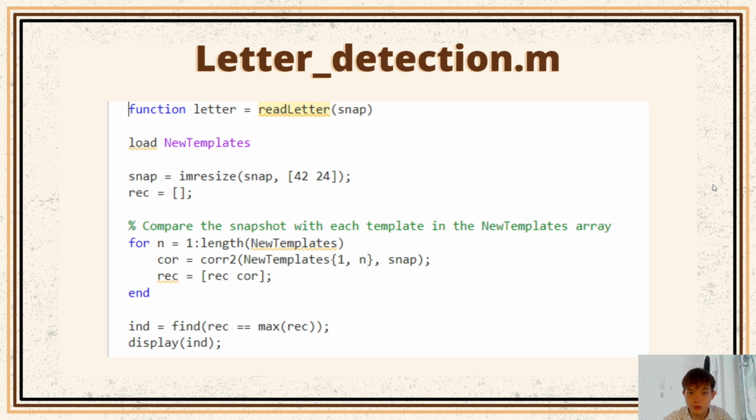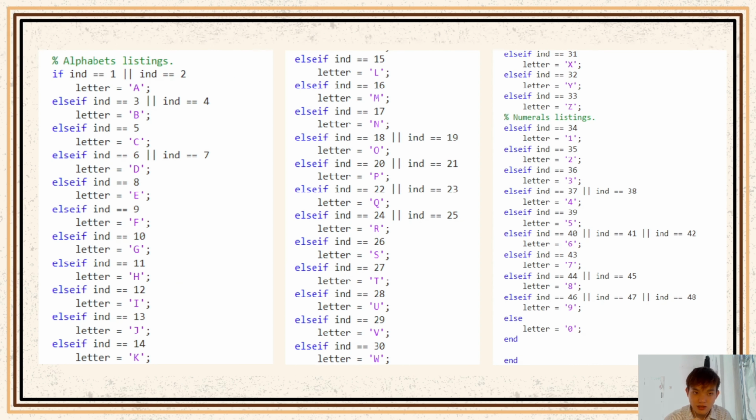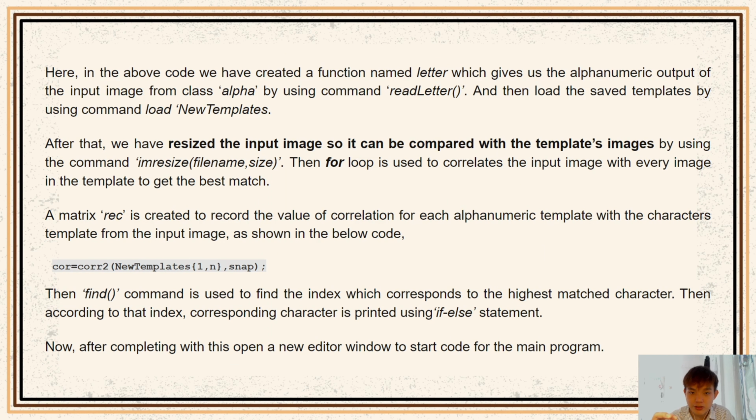Okay, so now I will continue to explain the letter detection.m file. So here we created a function and then we load a new template, and then we input a sample image for our input data, and then we resize the sample image to 42 by 24, and then we compare the snapshot with each template in the new template array, and then we try to find the correlation coefficient between the resized image and the template image. And then after we find the index, we use the index to identify which letter is in the image. Okay, so this one is an explanation for the code.